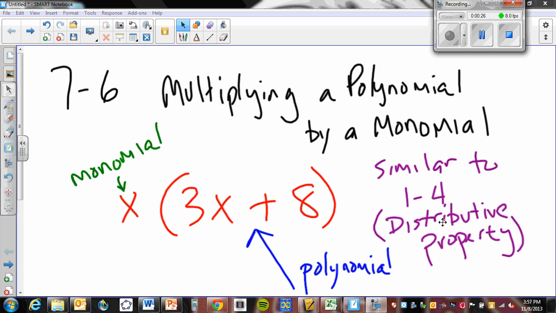This lesson is very similar to Chapter 1, Lesson 4. So at this point, you should probably go back and watch that video real quick, or at least the part about distributive property, because we're basically using distributive property when we are working with polynomials and monomials.